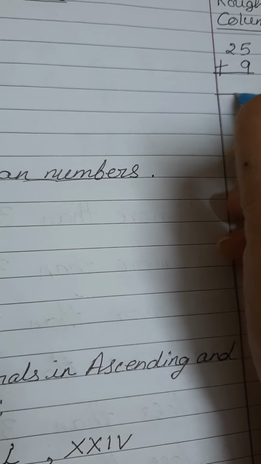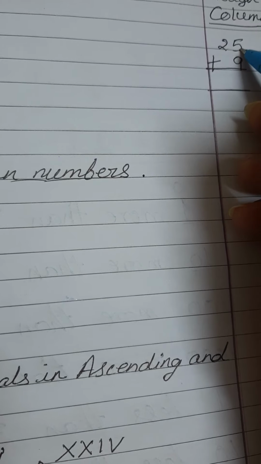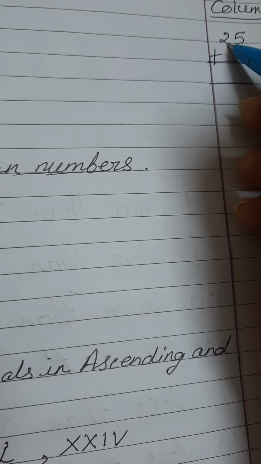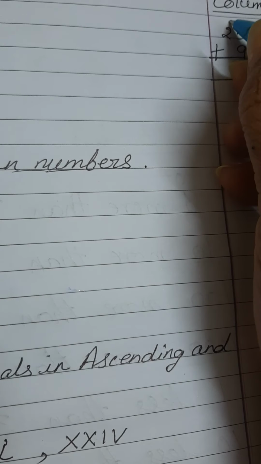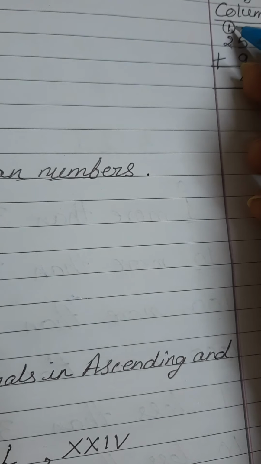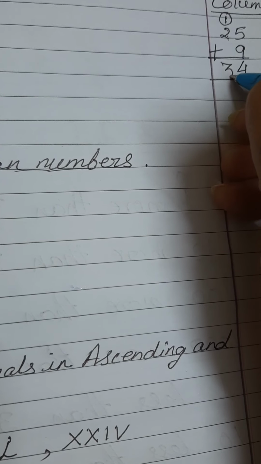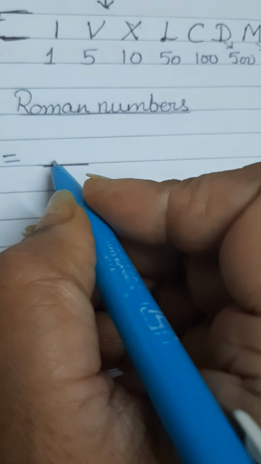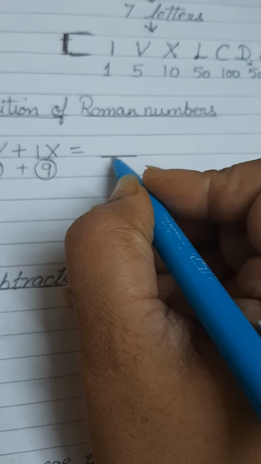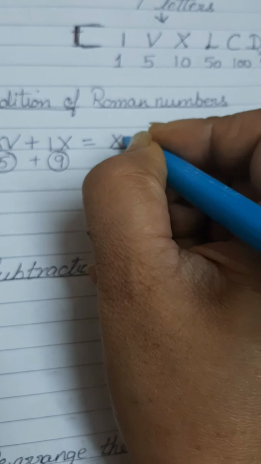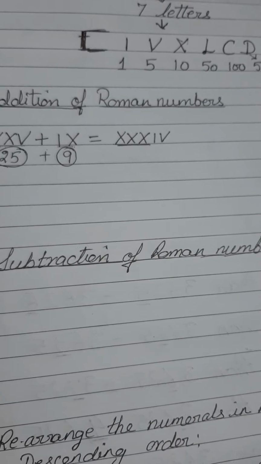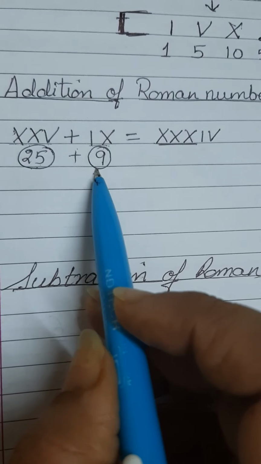I am writing 9 below 5 because 5 is in the ones place, so 9 should be in the ones place. It's a single digit. And 2 will be in the tens place. So 5 plus 9 is 14. We will write down 4 here, carry over 1. And 2 plus 1 is 3. So the answer is 34. And the answer over here we are going to write down in Roman numerals. That is 34: 10, 20, 30 and 4. So this is your answer. Please follow these steps to avoid any mistake.